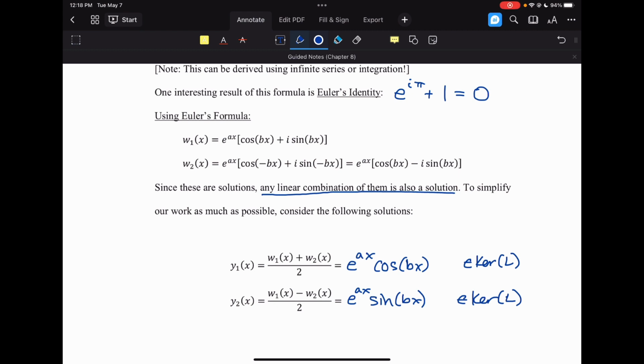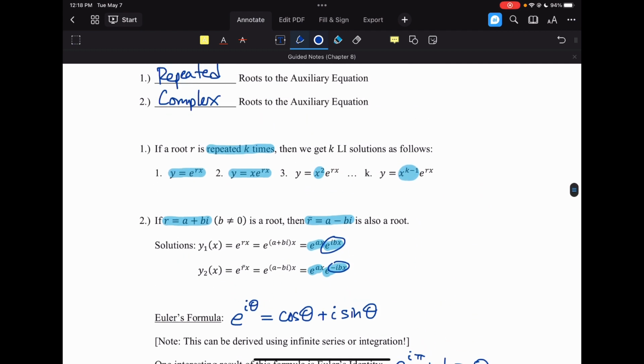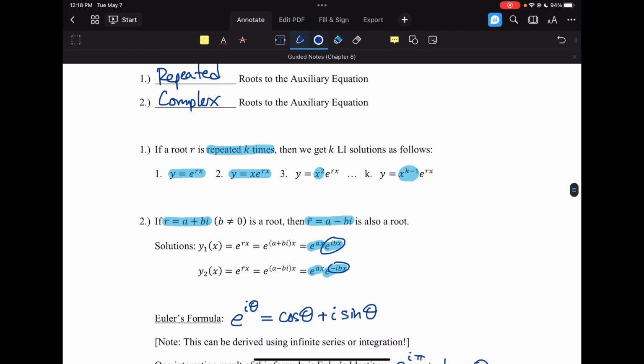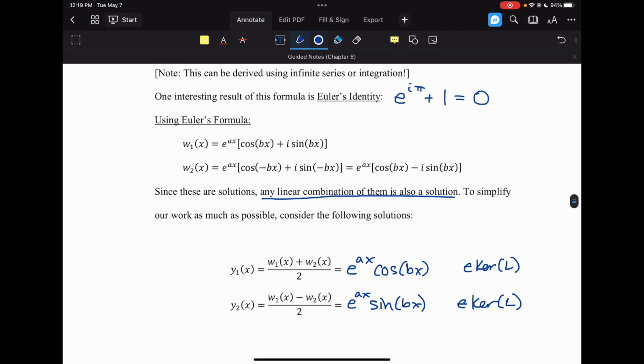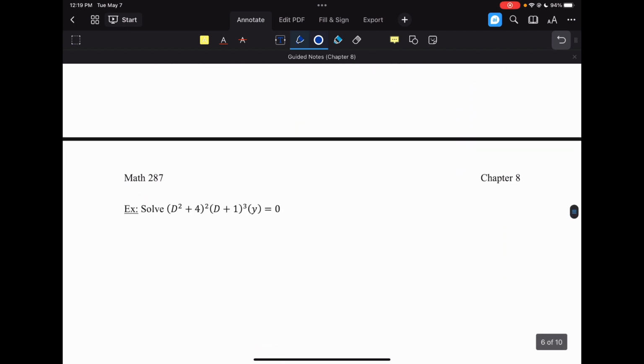All right. So using these as our solutions, we can then apply this to any form of complex solution to the auxiliary equation. If we have repeated roots, we can use this form. If we have complex roots, we can use this form of the solution, where a and b are just the components of that complex expression. So let's take a look at an example.